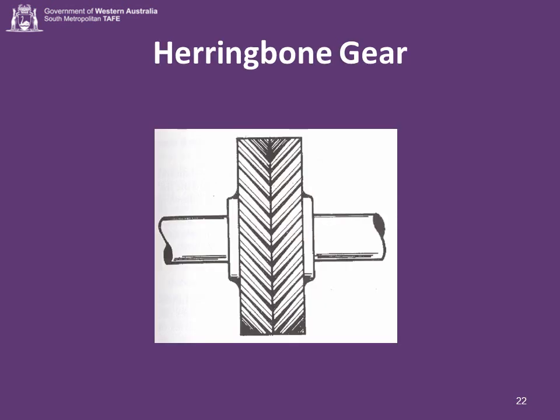The herringbone gear. Interesting fact, this was largely developed by André Citroën, hence it's used as a symbol of Citroën cars. It overcomes the disadvantage of high end thrust present in helical gears. The herringbone gear consists of effectively two helical gears with different hands attached together.